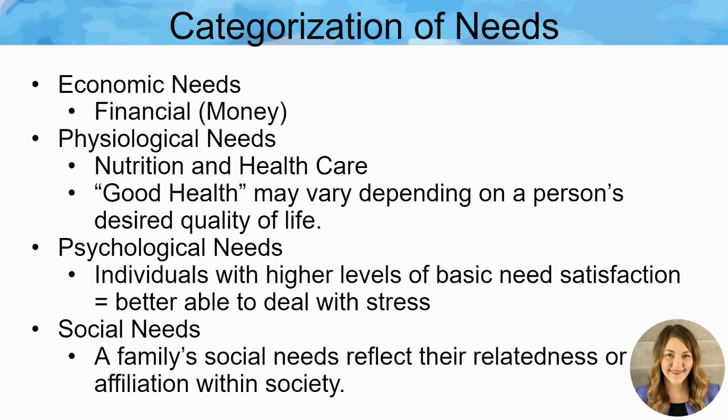Economic needs, so financial, and I think it's worth noting that needs vary from family to family. That's something that I feel like I should say. Physiological needs could be something like nutrition and healthcare, but you have to keep in mind, good health may vary depending on a person's desired quality of life. So just because one person says hey, we've met this need, another person may say, no, I want to keep going and even make myself a healthier individual.